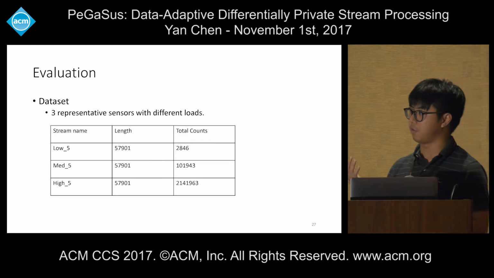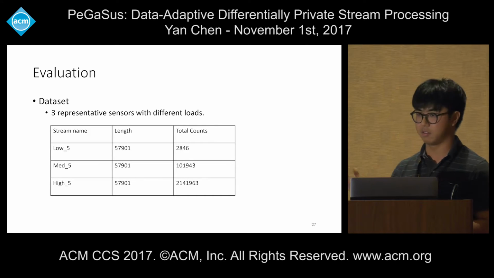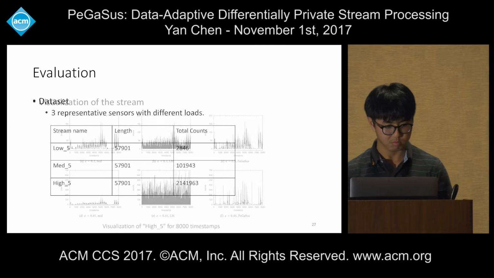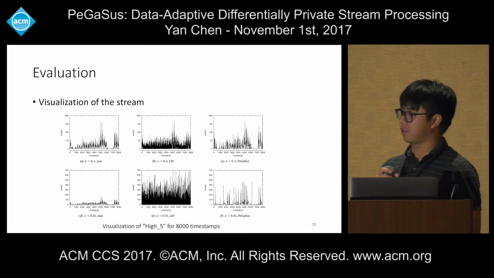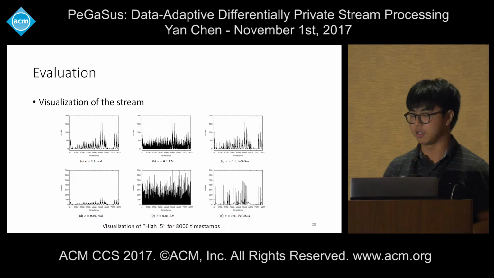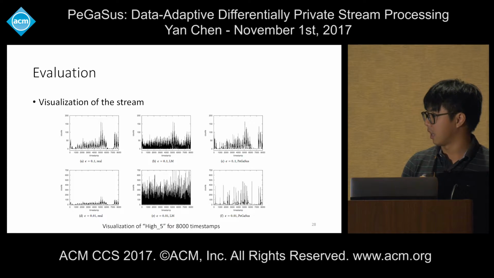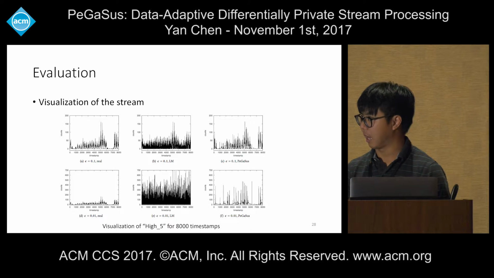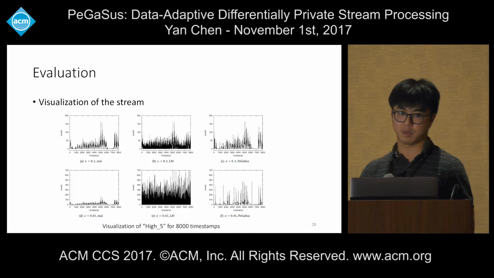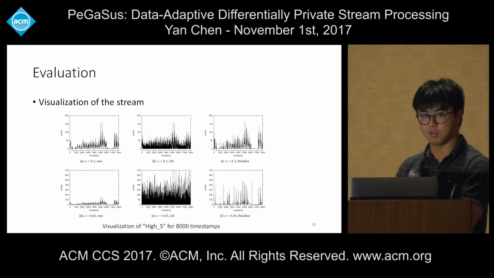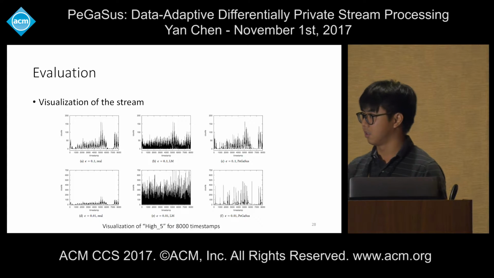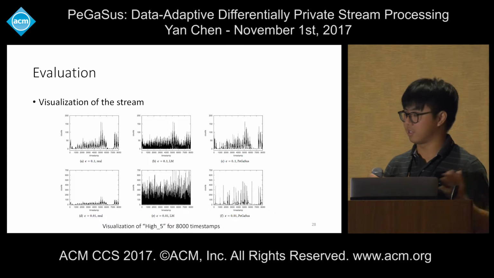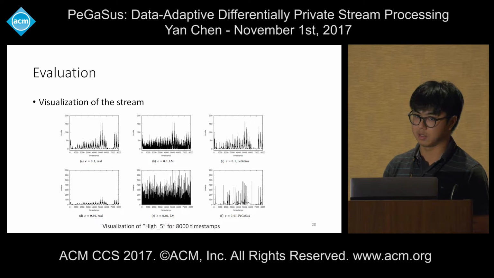This table shows an overview of the streams in terms of the name, the length, and the total counts. The first few figures show the visualization of streams in terms of the stream height for the first 8,000 timestamps. The left 2 figures report the real stream, the middle 2 are the output from the previous Laplace mechanism, and the right 2 are from our Pegasus. Apparently, just by eyesight, you can see that for both epsilon settings, epsilon equal to 0.1 and 0.01, our algorithm leads to much better streams.